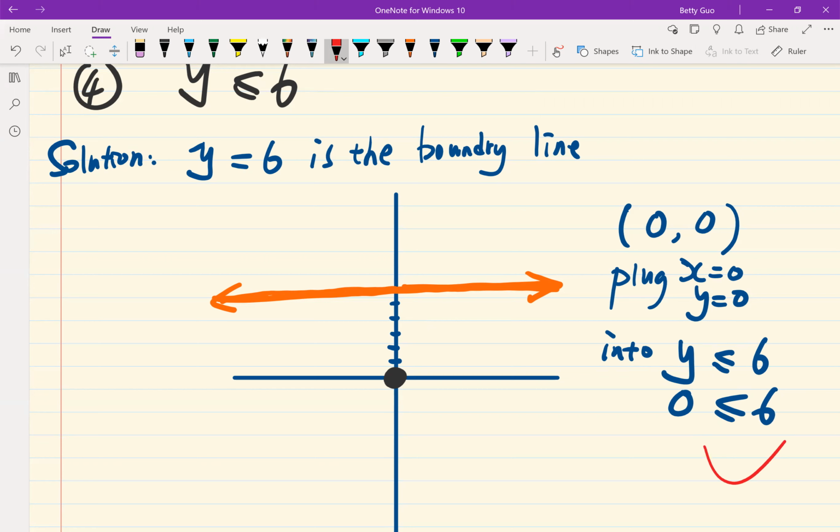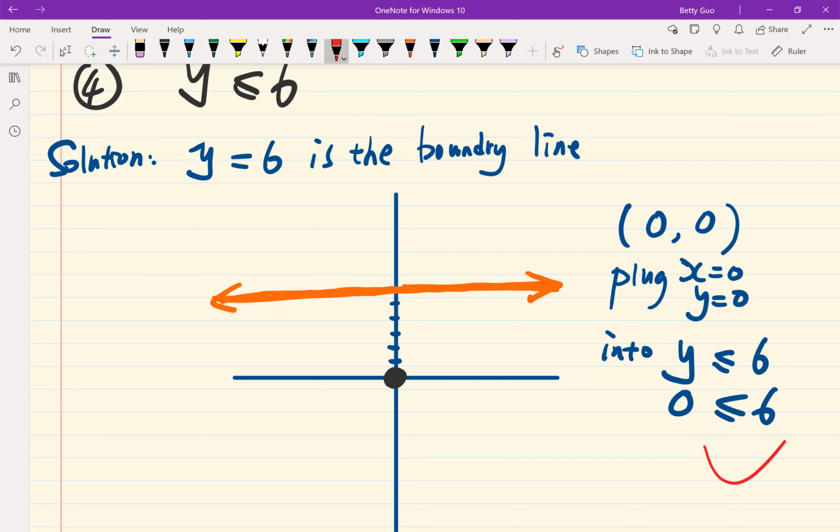There are cases where the testing point might not be a solution. So when you work on your homework in MyLab Math, you might see something like that. Just follow the instruction. If the testing point is not a solution, you shade the region, the half plane, without the testing point. It happens those 4 are all solutions.